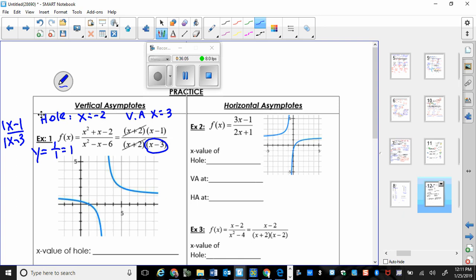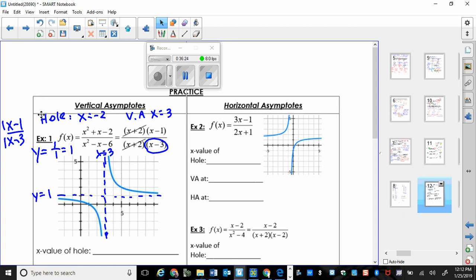So I'm going to draw these things on the graph. I'm going to show my vertical asymptote. It's not asking you to do that, but it's good practice. So I have x equals 3 here. Horizontal asymptote, I have y equals 1, and you can see it clearly now coming together. And then my hole, I have a hole at -2, so I'm going to go find -2, go up to the graph, and there's a hole there where x equals -2. Okay?